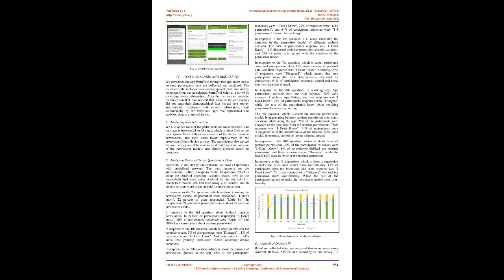In response to the sixth question, which is about observing the variation in the permission model of different Android versions, 34% of participants' response was "I don't know." 11% disagreed with the permission model's variation, and 55% of participants agreed with the variation of the permission model.